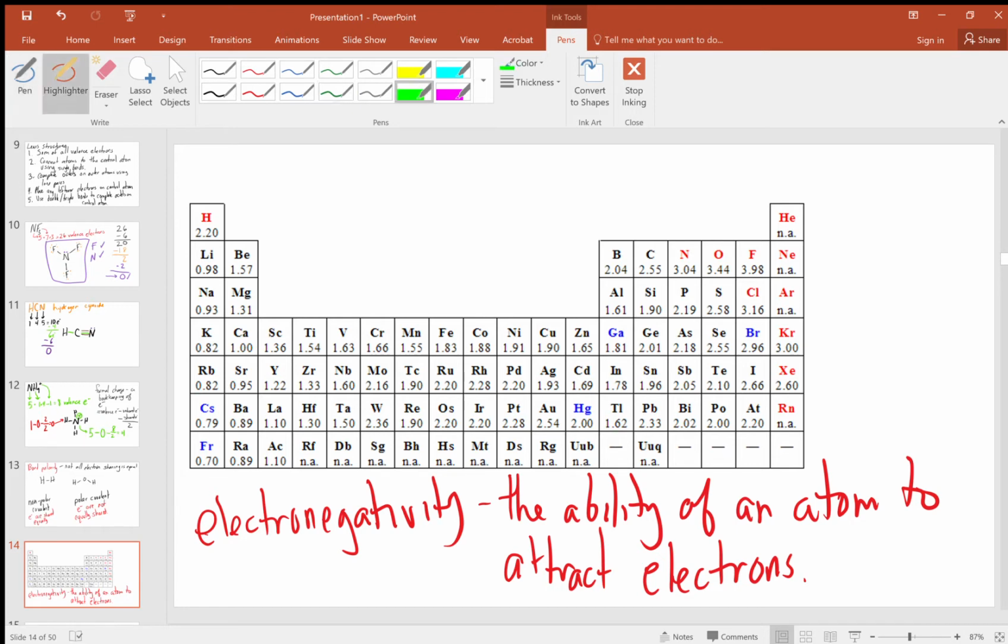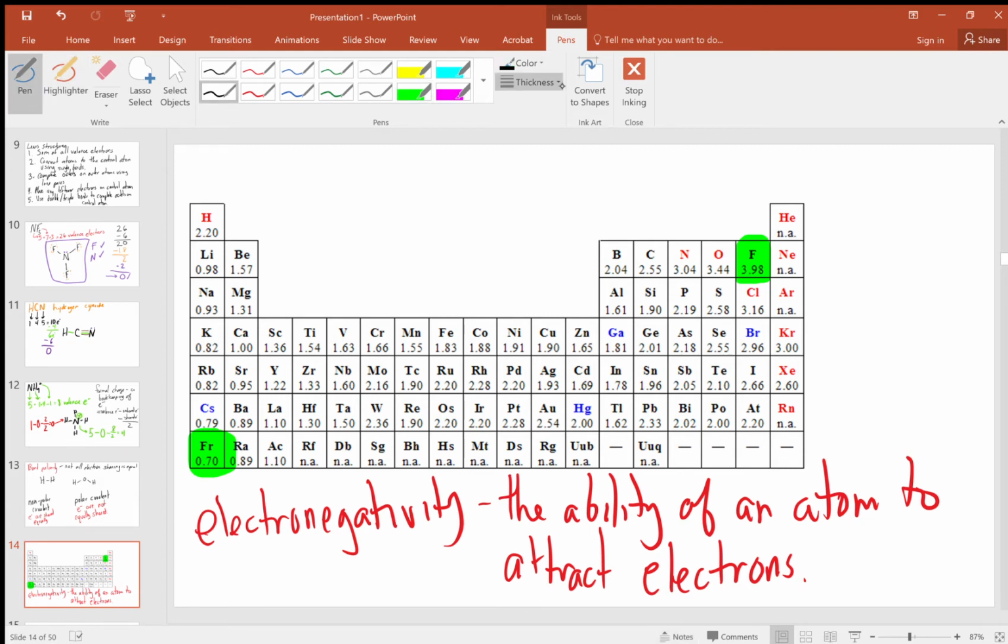But a couple of important trends that we want to be aware of before we start thinking about how this applies. So the first thing is fluorine. Fluorine is the most electronegative element. So when it comes to electronegativity, the higher the electronegativity is, the more that atom wants electrons. Where do we find our least electronegative element? At the opposite end, francium, 0.7.